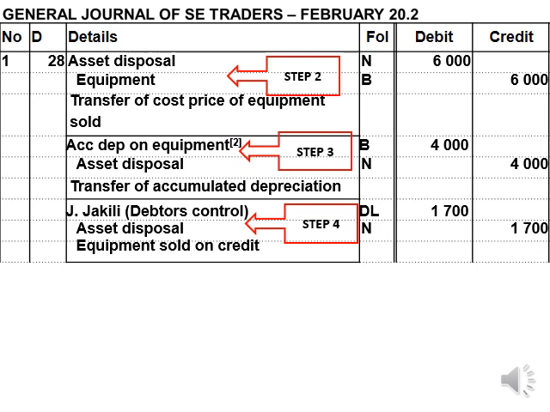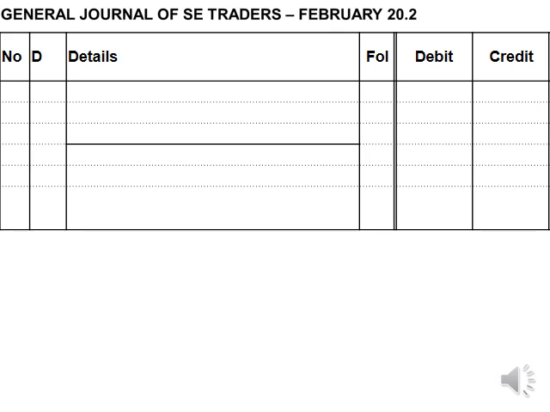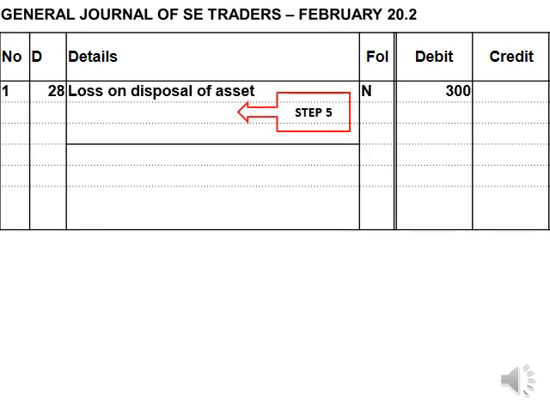Step number 5 is to calculate whether we have made a profit or loss. Okay, so to do that, we need to calculate whether we have made a profit or a loss. We will get to that calculation a little bit later, but we've made a loss of 300. The loss on disposal of asset will be debited and the asset disposal account will be credited. And that's the loss made on the sale of asset.